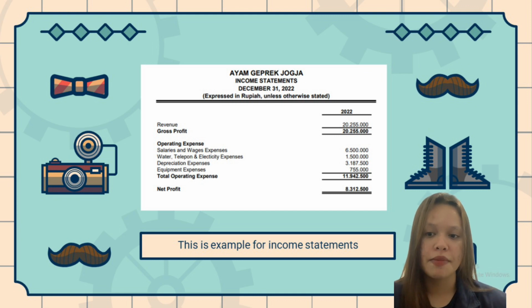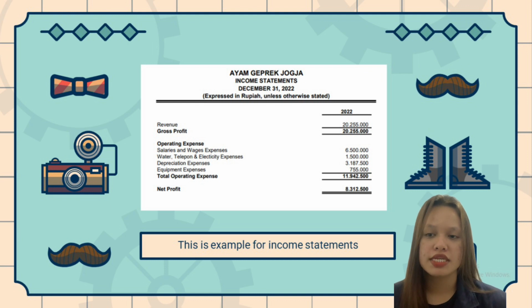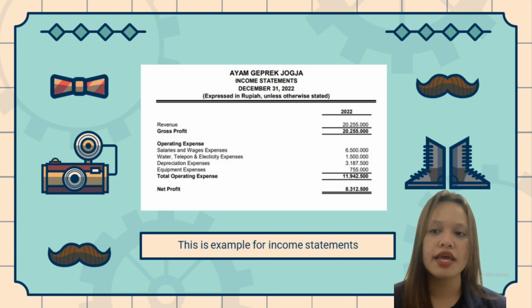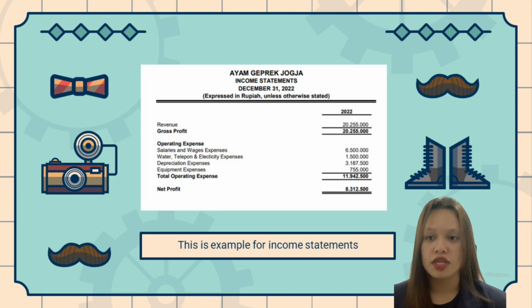Operating expenses of Ayam Geprek Jogja, there are 4 parts. 1. Salaries and wages expense is 6,500,000. 2. Water, telephone, electricity expense is 1,500,000. 3. Depreciation expense is 3,187,500. 4. Equipment expense is 755,000. And the total operating expense is 11,942,500.